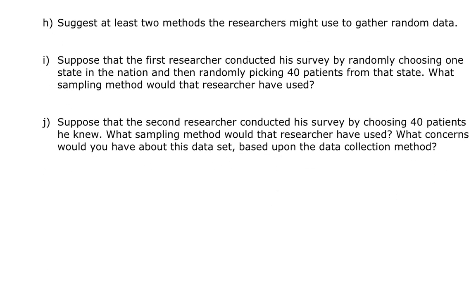Suppose that the second researcher conducted a survey choosing 40 patients he knew. What sampling method would the researcher use and what concerns would you have? So this would be a convenience sampling. It's not random. And maybe the second researcher chose people he knew that were already healthy to begin with and is showing very little symptoms, and they're all very young. And so that would have a biased outcome to their data when they collected it.